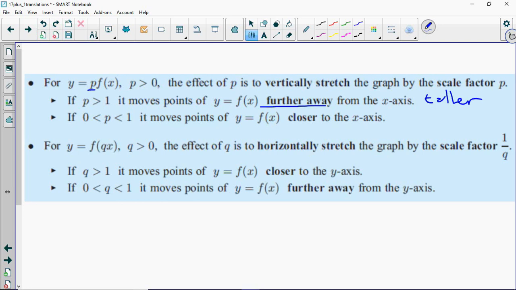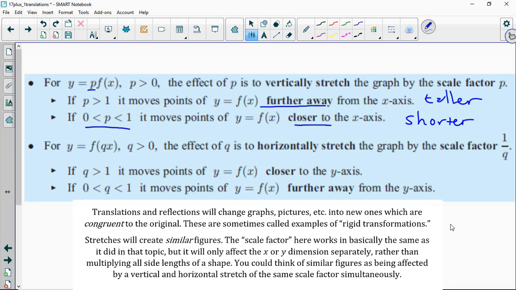If that number is less than 1, but bigger than 0, we'll deal with negatives in a couple minutes, that's going to move everything closer to the x-axis. In other words, the graph is going to get shorter. So the first is a vertical stretch, and the second is a vertical compression. And how much farther away will the points get? They're going to get exactly p times as far away. So we call it a scale factor of p.